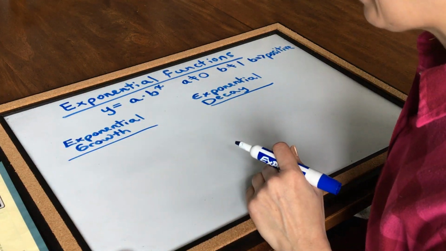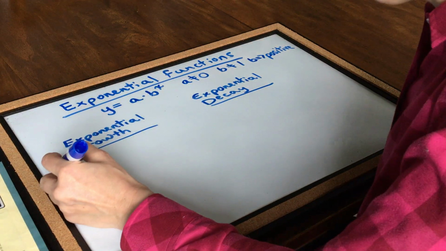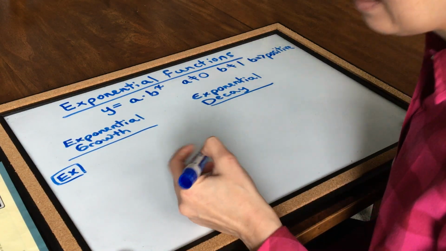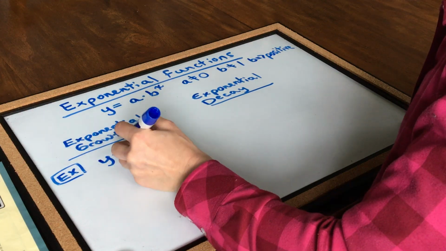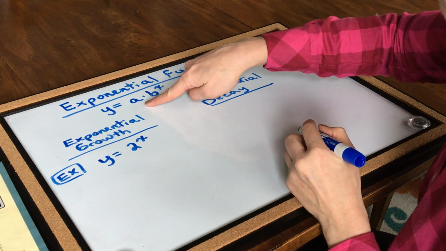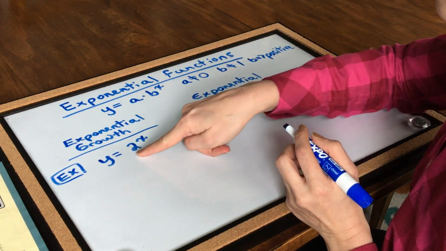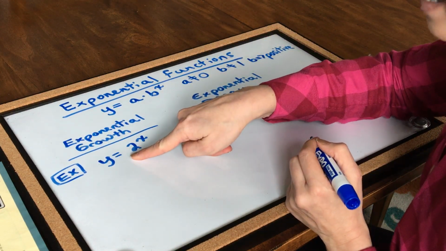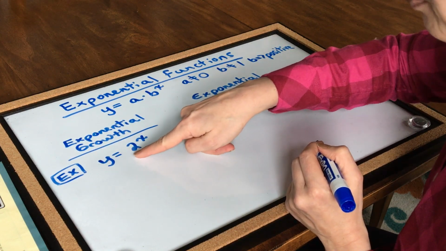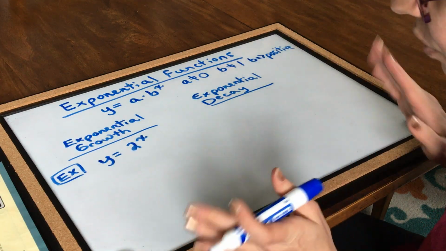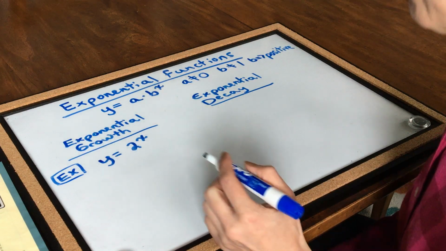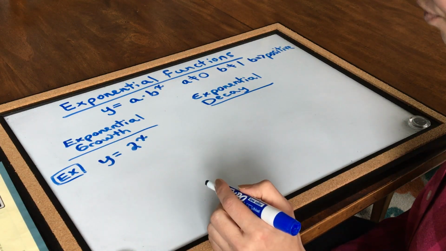Okay, so an example of an exponential growth function would be something like y equals 2 to the x power. Now some of you might be saying, well, where's the a? I don't see an a or anything multiplied, but our a is actually 1. And most of the time with mathematicians, if you're multiplying something by 1, you just don't write it, because anything multiplied by 1 is itself, so they leave that alone, okay?